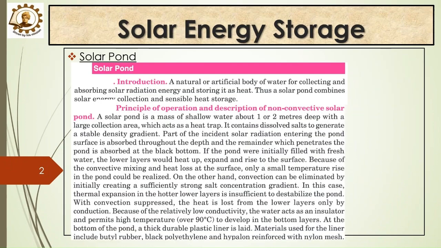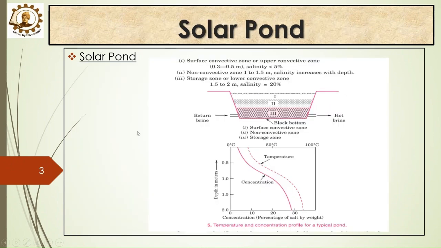So, a very important aspect of solar energy storage lies in the function of the solar pond. A solar pond is a natural or artificial body of water for collecting and absorbing solar radiation energy and storing it as heat. Thus, a solar pond combines solar energy collection and sensible heat storage. So, this is the particular schematic of the solar pond.